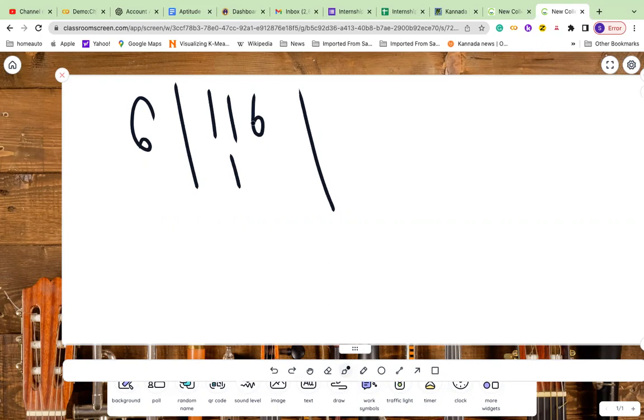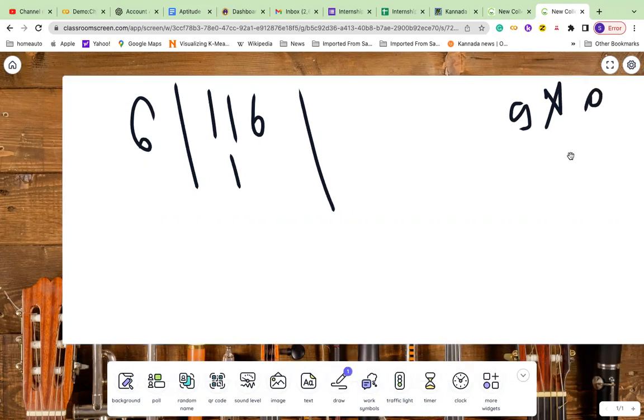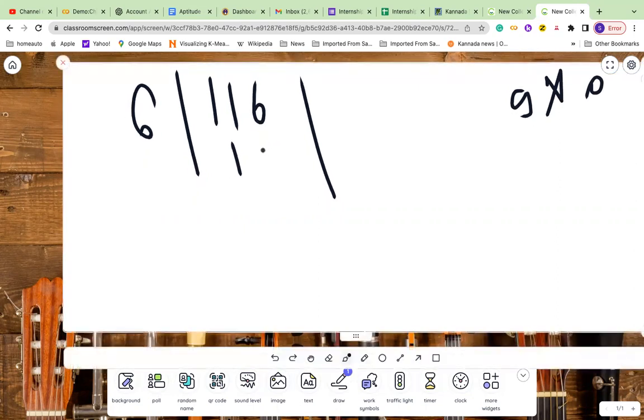So 5 6. 8 6 no, not 9 6 no. 9 6 is how much? 54. 6 11 is 66. 6 10 is 60. 6 9 is 54. Correct? You should be knowing that multiplication. Fine. So what is the remainder? 0. Correct? Yes or no? Yes, sir.